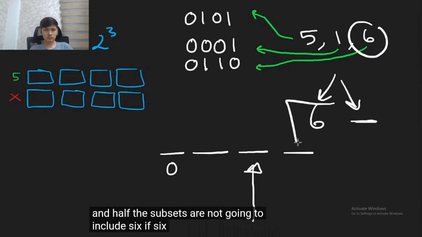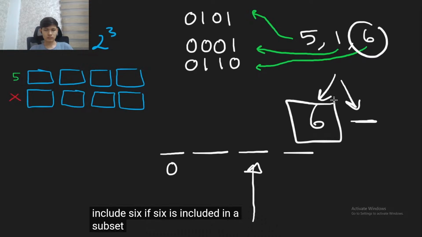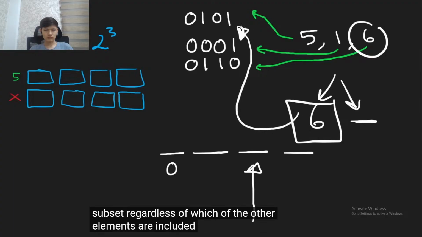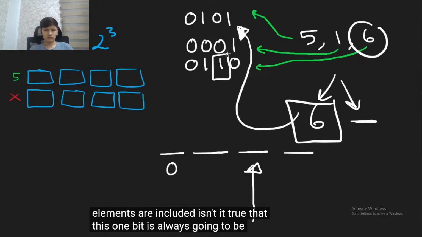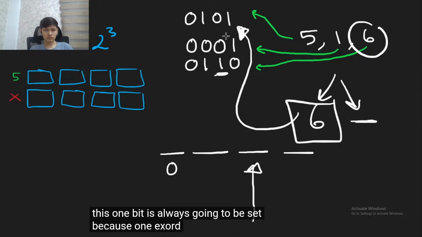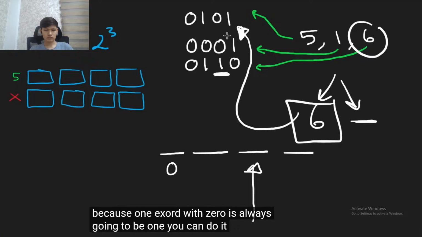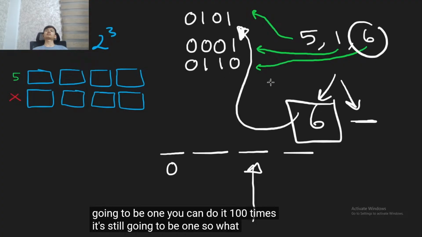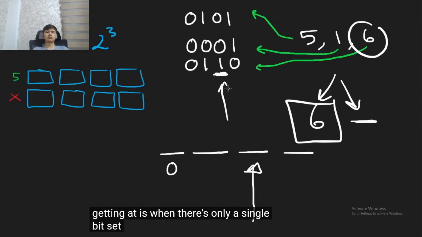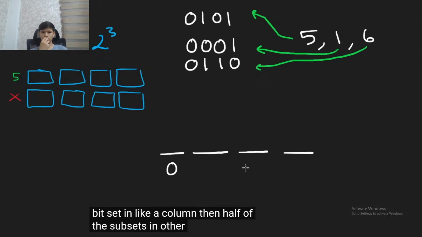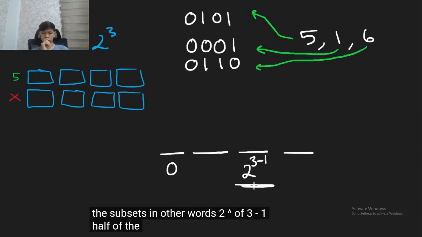If 6 is included in a subset, regardless of which of the other elements are included, isn't it true that this 1 bit is always going to be set? Because 1 XORed with 0 is always going to be 1. You can do it 100 times, it's still going to be 1. So what I'm getting at is when there's only a single bit set in a column, then half of the subsets, in other words, 2 to the power of 3 minus 1, are going to have this bit set.